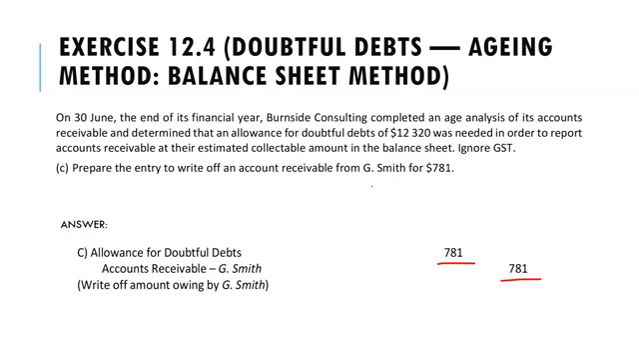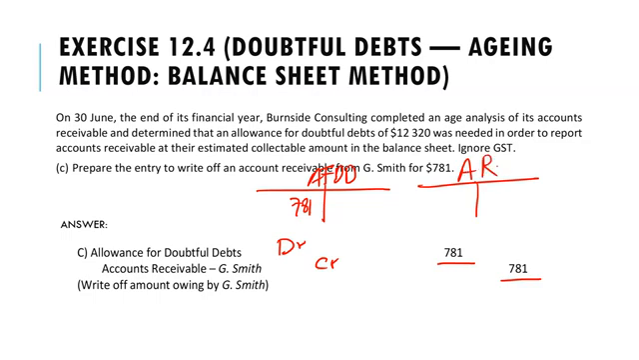That is on 30th June. Debit allowance for doubtful debt. So you're going to reduce your allowance for doubtful debt by 781 and reduce your account receivable. So this is your allowance for doubtful debt. Another one is your account receivable. We're going to reduce it by 781, credit 781. So that is the process to write off the accounts.